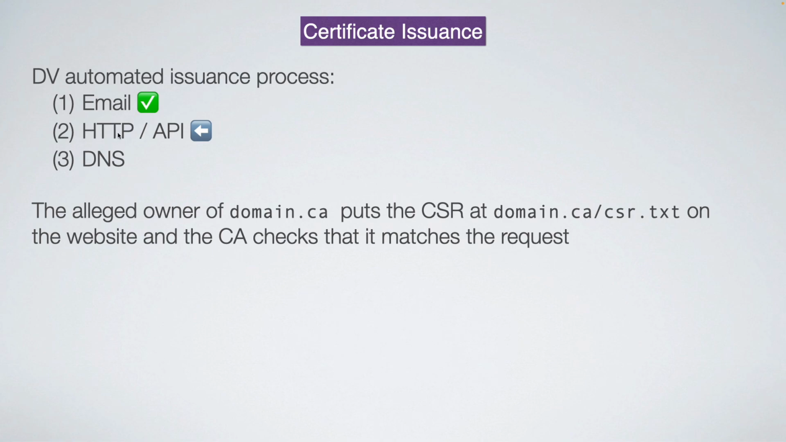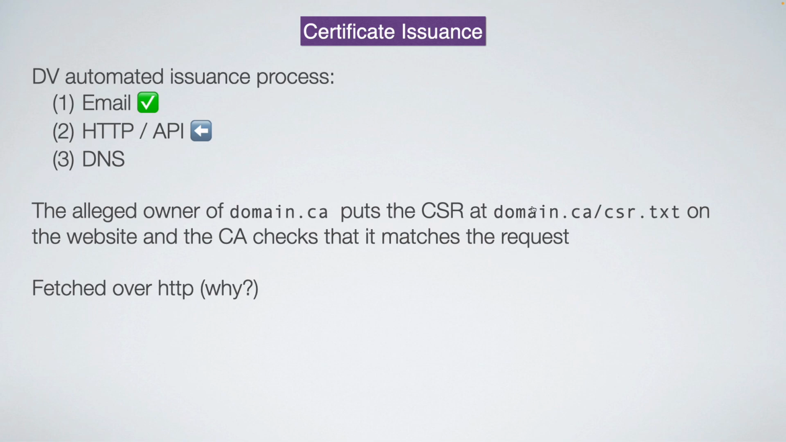Now, there's two other variants for automatically issuing certificates. The first is that you just put your certificate request at some web page on your domain. Okay, so you could put it at domain.ca/csr.text or whatever. The CA will tell you where to put it. They'll say, go put the file here, and then I'm going to go through the internet to that file and pull it off of the website. And if it's sitting there waiting for me, then I know you must control the website. Okay, so this one's very similar to email.